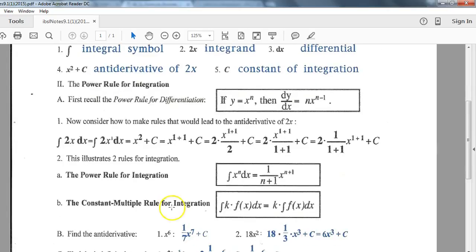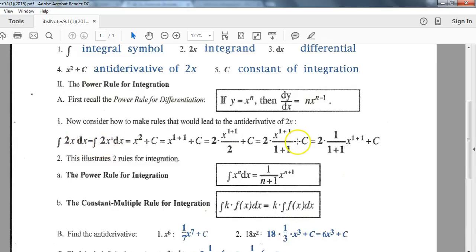So looking at the power rule, keep in mind when you were to find a derivative, you would take the exponent, multiply it to the front, and then subtract one from the exponent. Well, if you were to do that in reverse, you would add one to the exponent and then divide. And so that's going to be the process that we do on this.